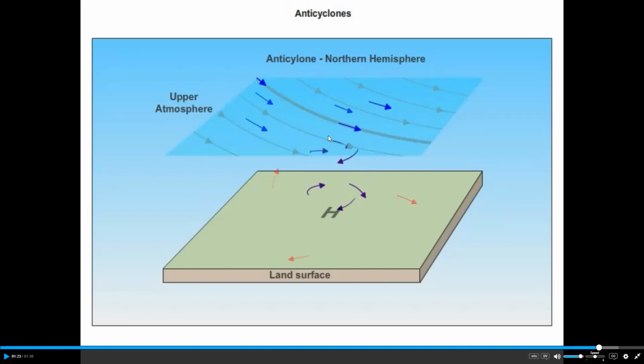With a low pressure system, we've got air coming in at the surface, so we've got converging at the surface. As it rises, we get divergence in the upper atmosphere. And then for high pressure systems, we have the opposite. We have converging in the upper atmosphere, and as that air starts to fall and get closer to the surface, then it spreads out or it diverges at the surface.